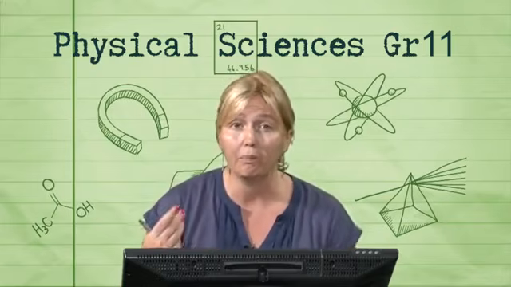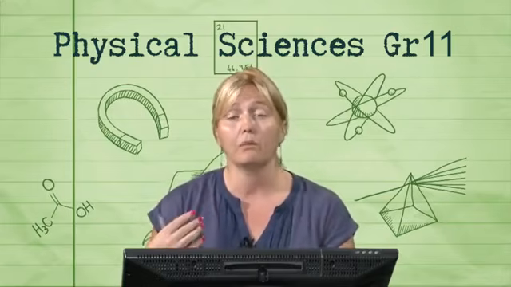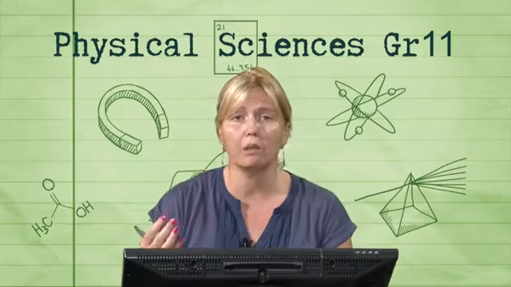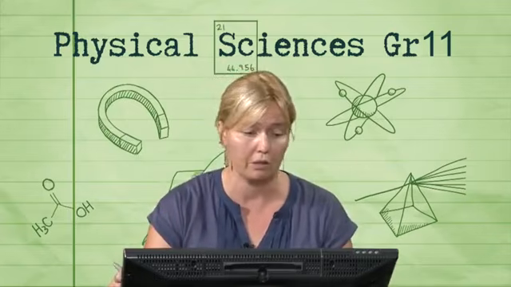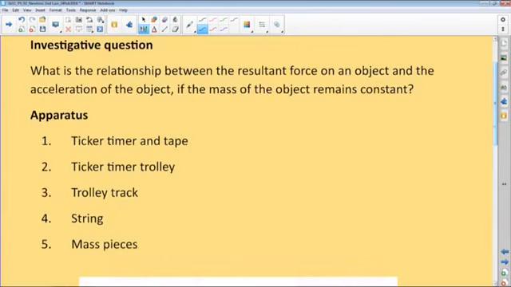So some of you might have been able to do this experiment already. Some of you might be coming up to do the experiment, or perhaps you're just going to read through it in the textbook. Whichever one it is, I want to go through it with you. So follow with me as I read through the experiment. So the first part is the investigative question. It asks, what is the relationship between the resultant force on an object and the acceleration of the object if the mass of the object remains constant?